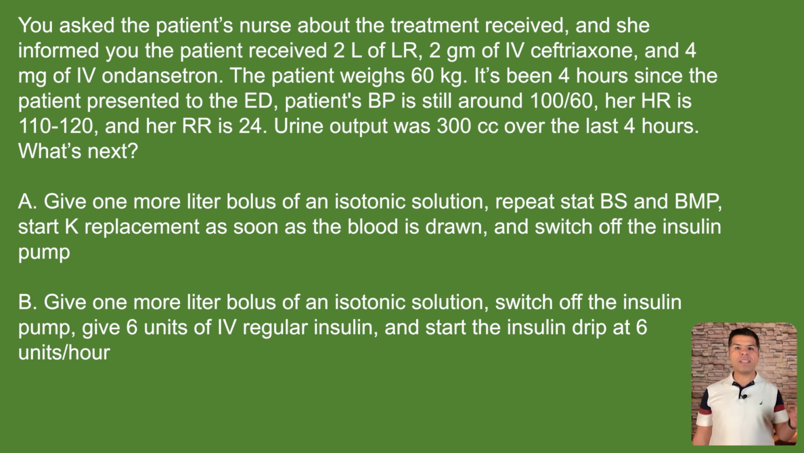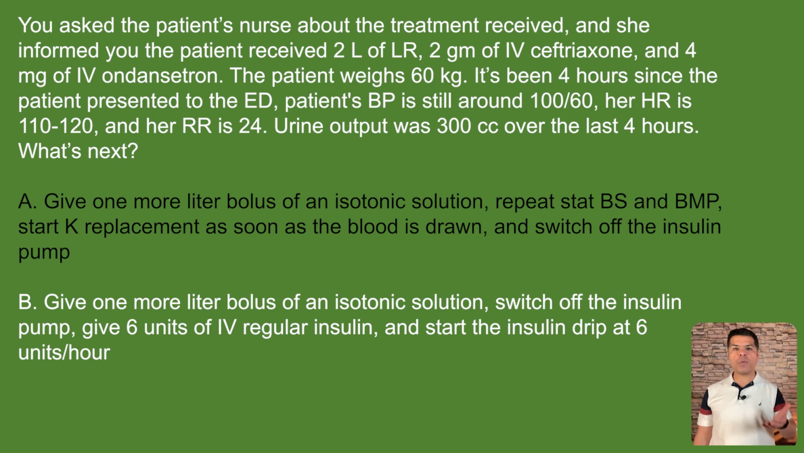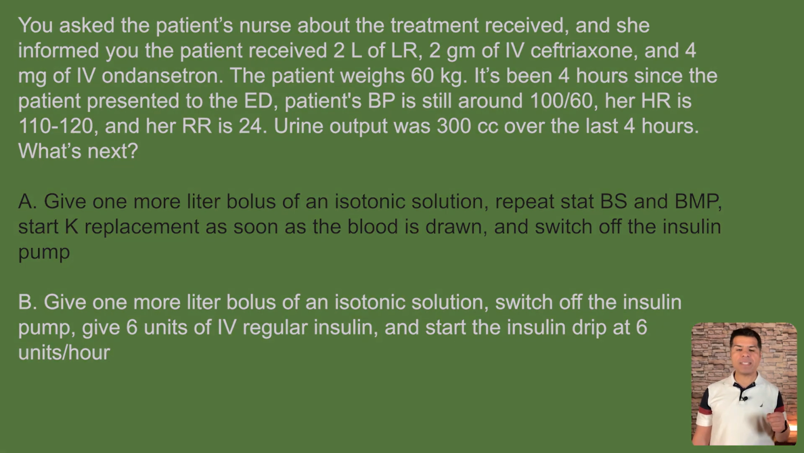Of course, no insulin yet. Initial potassium was 3 and we are not sure if the insulin pump was on or off. So we start the potassium supplement as soon as the blood is drawn. If your facility has what we call the iStat or point of care analyzer, which gives you the result in less than 5 minutes, then you can wait for the results before you give potassium.